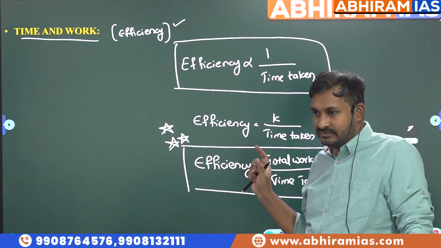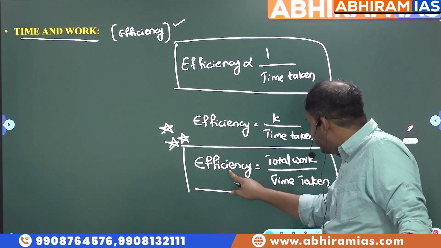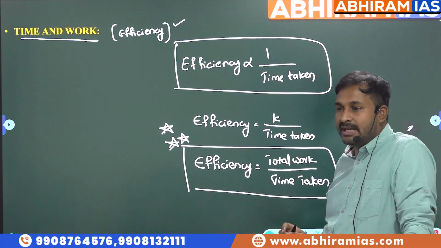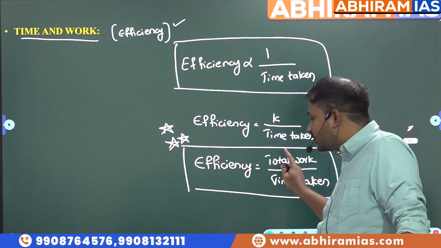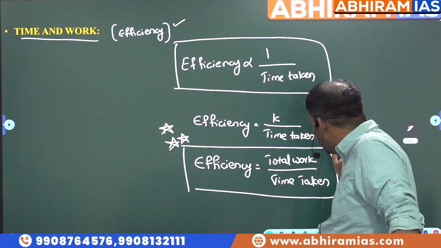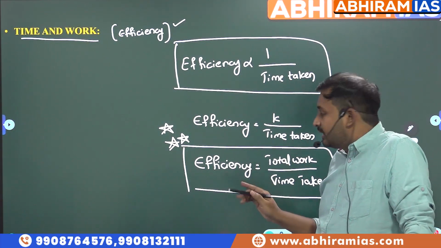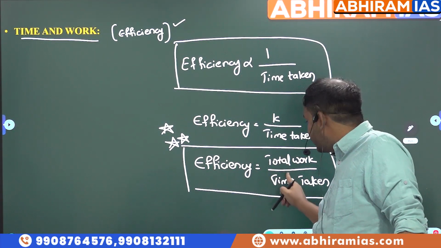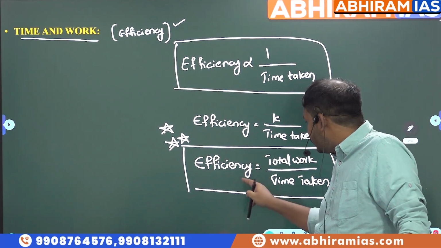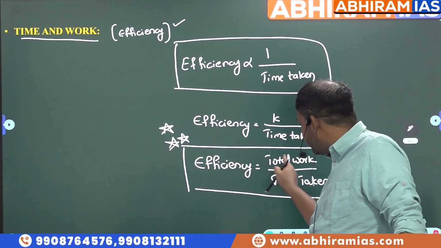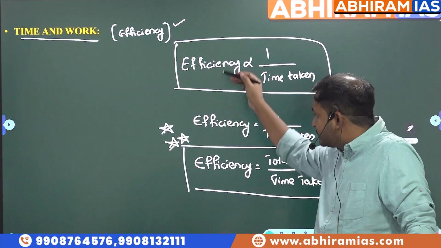Will be constant. So that is the reason efficiency is equal to total work by time taken. We will write efficiency is equal to total work by time taken. This is the only one formula which we will use for this entire time and work. If I want to find efficiency, I will divide total work with time taken. If I want to find time taken, what will I do? I will divide the total work with efficiency. Please write down this one quickly.